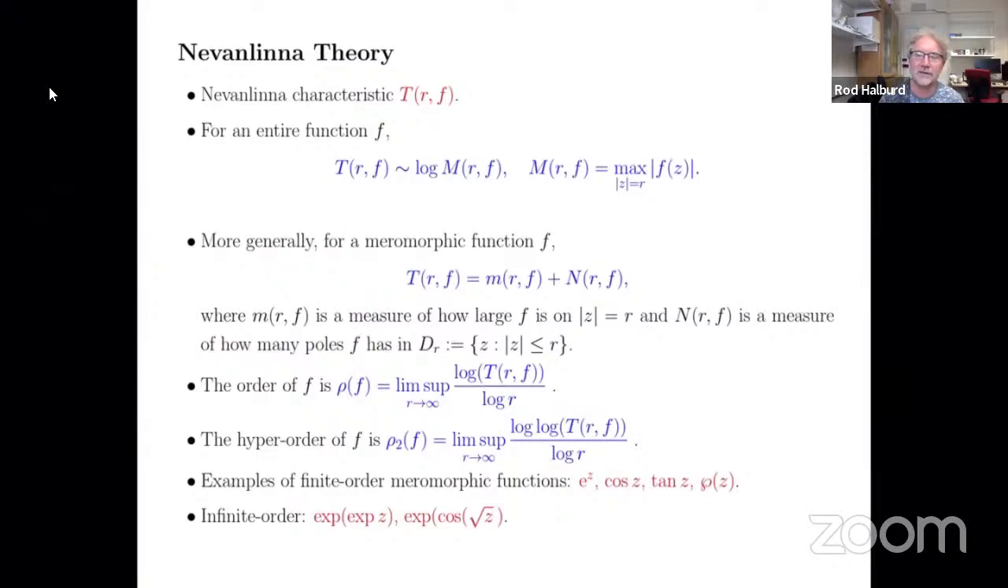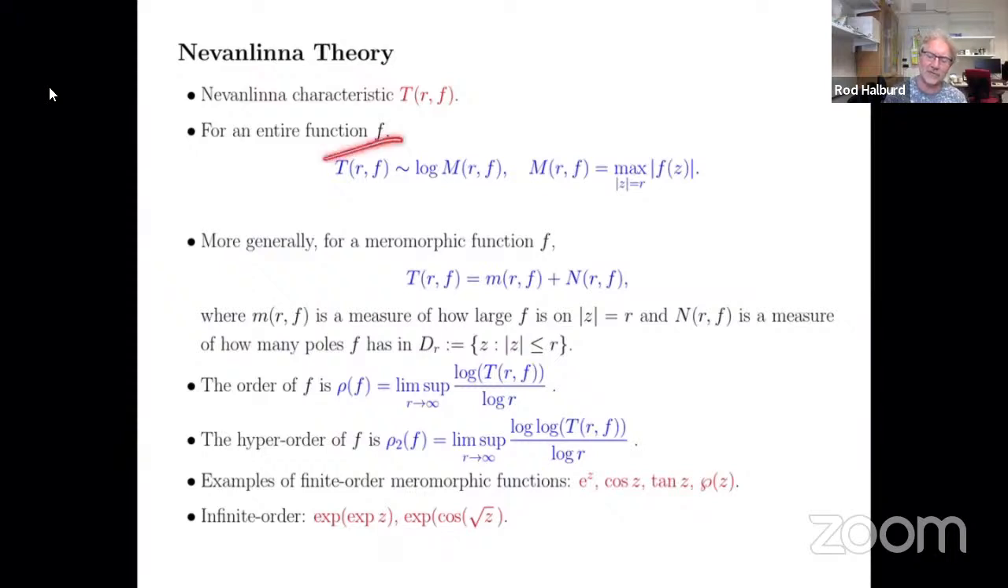So the idea in Nevanlinna theory is to take a meromorphic function, by which I mean a function that's meromorphic in the whole complex plane. Having fixed that function f, we want to look at it on a disk of radius r. So that's what this thing is here. For a fixed function f, T is a real valued function of r, where r is the radius of this circle. Basically, we're looking at the asymptotics of this function as r tends to infinity to extract lots of useful information.